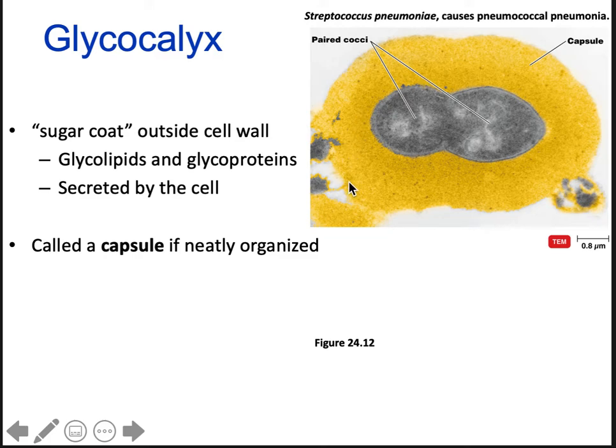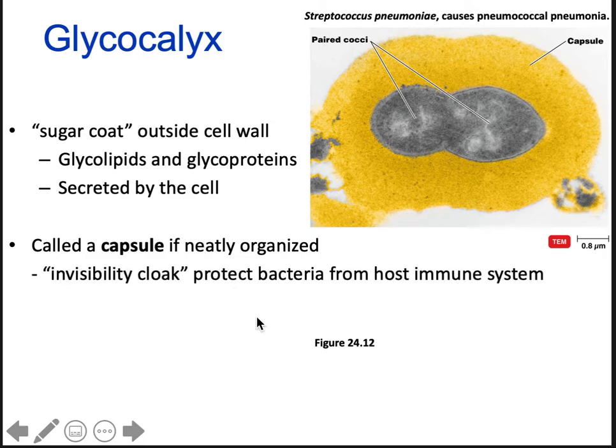And if it's what we call neatly organized, very tightly organized, it's called a capsule. So this forms a pretty smooth edge, right? So this is a capsule, and capsules give a lot of protection. Please ignore that. But capsules give a lot of protection to bacteria. They keep the bacteria from drying out when they're on surfaces, and they can help protect it from our immune system if it's in the body.